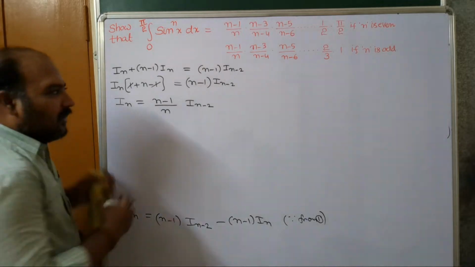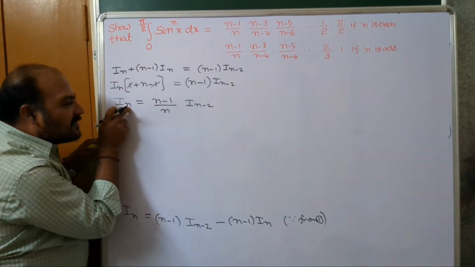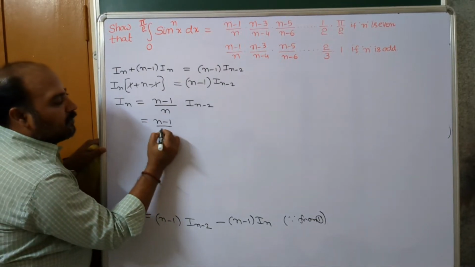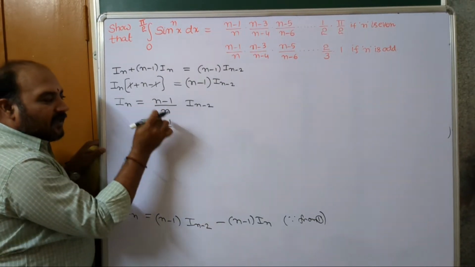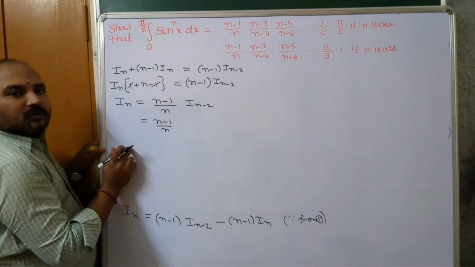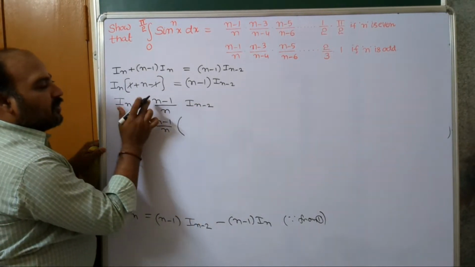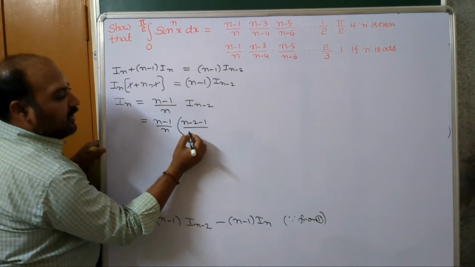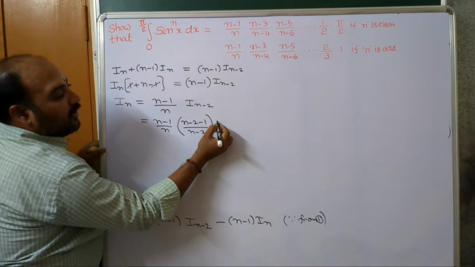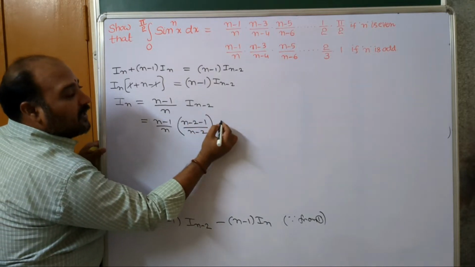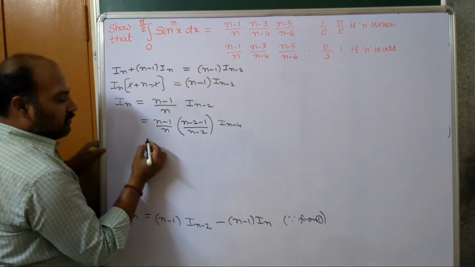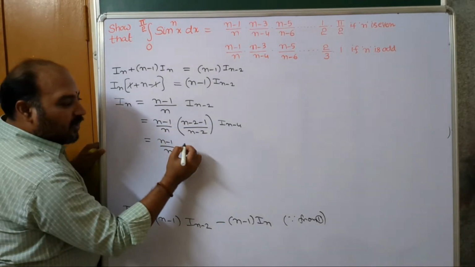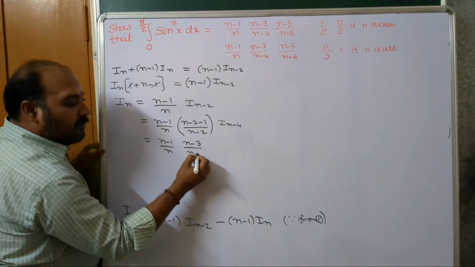After that, how to get I(n minus 2)? In place of n, substitute n minus 2. So (n minus 1) by n, keep bracket. In place of n minus 2, substitute: (n minus 2 minus 1) by (n minus 2) into, in place of n minus 2, I(n minus 4). I hope you understand, dear students. (n minus 1) divided by n, (n minus 3) divided by (n minus 2).